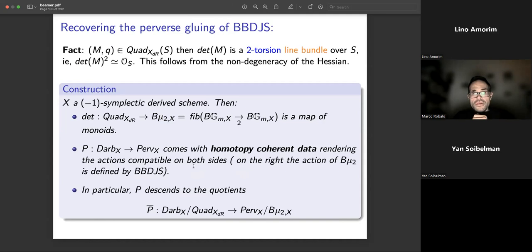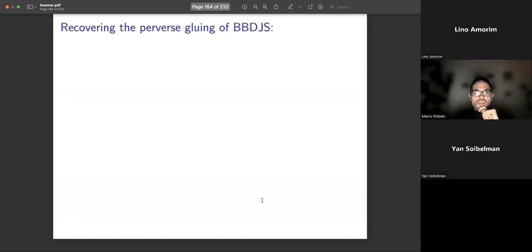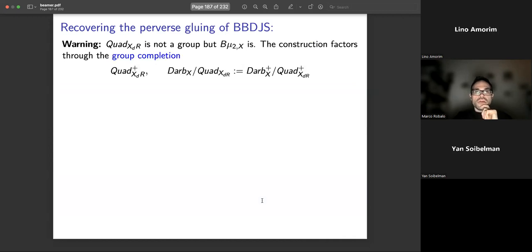And so in particular, since everything is compatible, it passes to the quotient. So we have this very complicated map, with a lot of words, of quotient stacks. And this is the one we're going to use to recover Joyce. This is just an observation that Quad is not a group because you don't have inverses for the sum, so we have to group complete. I'm going to complicate this story even more by adding a plus, the group completion.